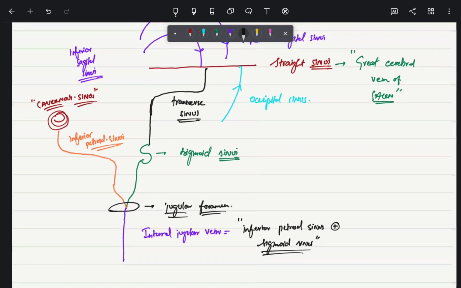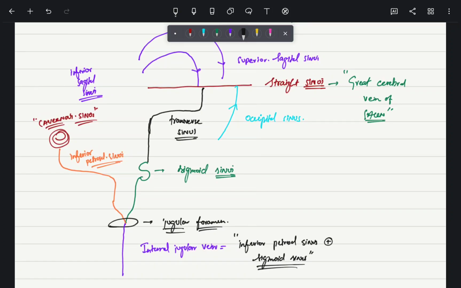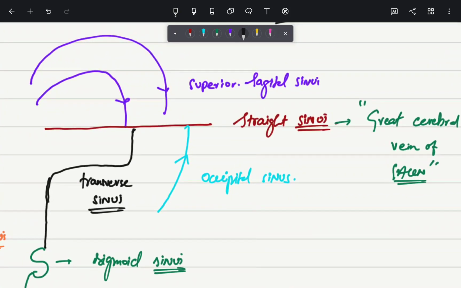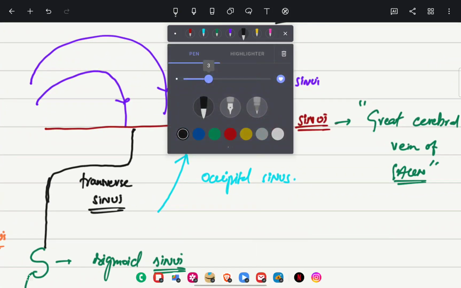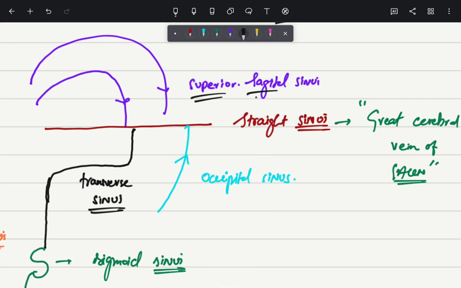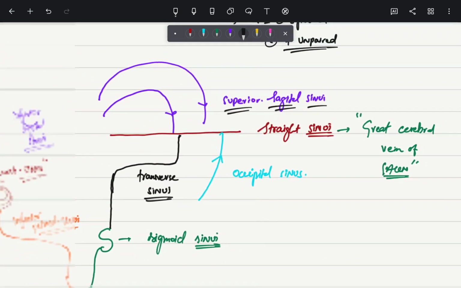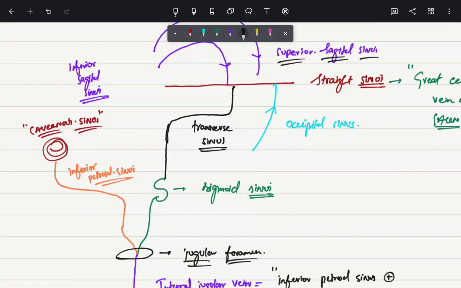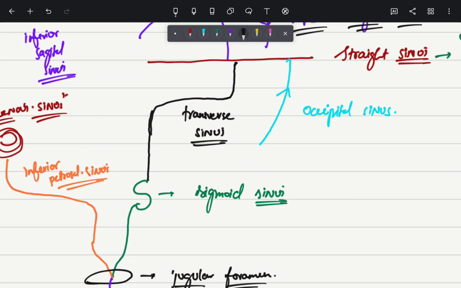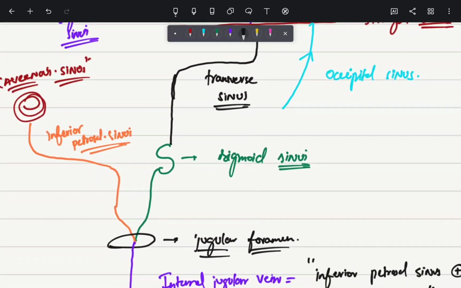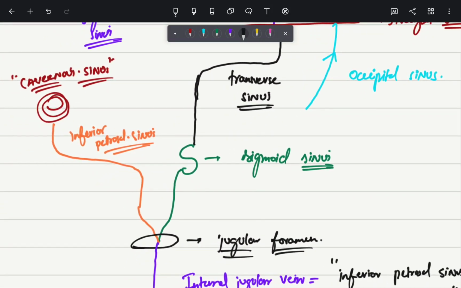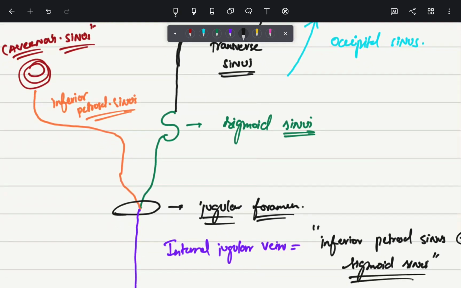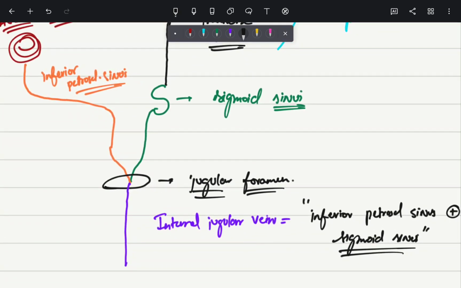So I hope you get this sinus part clearly. Once again, the superior sagittal sinus and the inferior sagittal sinus eventually drain into the straight sinus, and the straight sinus will drain into the transverse, will drain into sigmoid, will fuse with the inferior petrosal sinus and form the internal jugular vein.